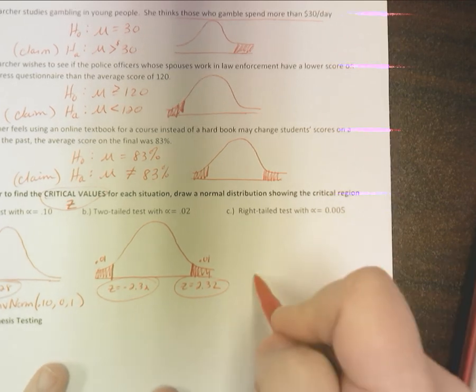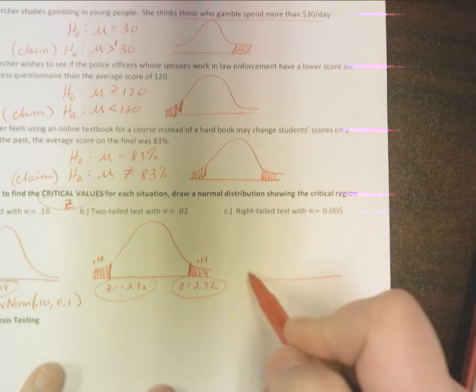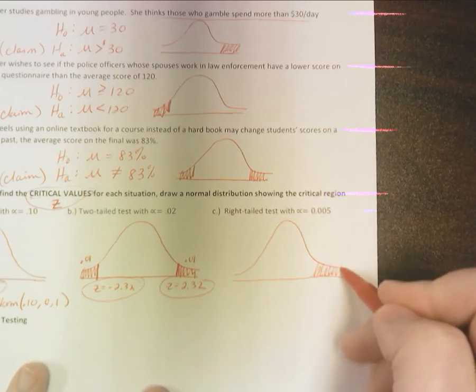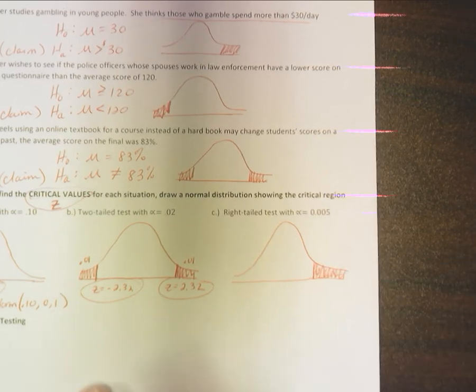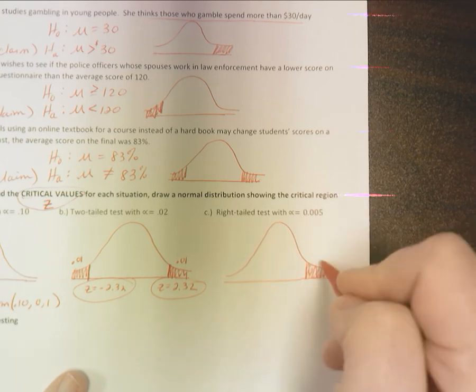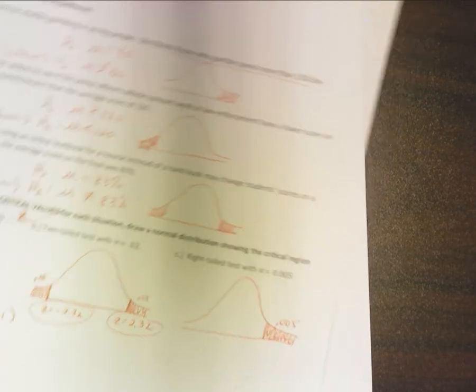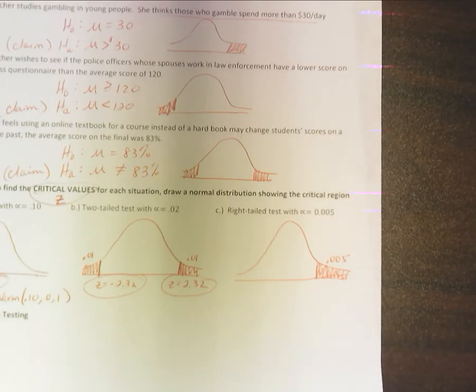Right-tailed test. Let's draw that. It's going to look like this. You're going to be shading right. Okay. And this region right here is 0.005. Oh, actually, I kind of drew that terrible. I should draw it much tinier because 0.005 is really tiny.